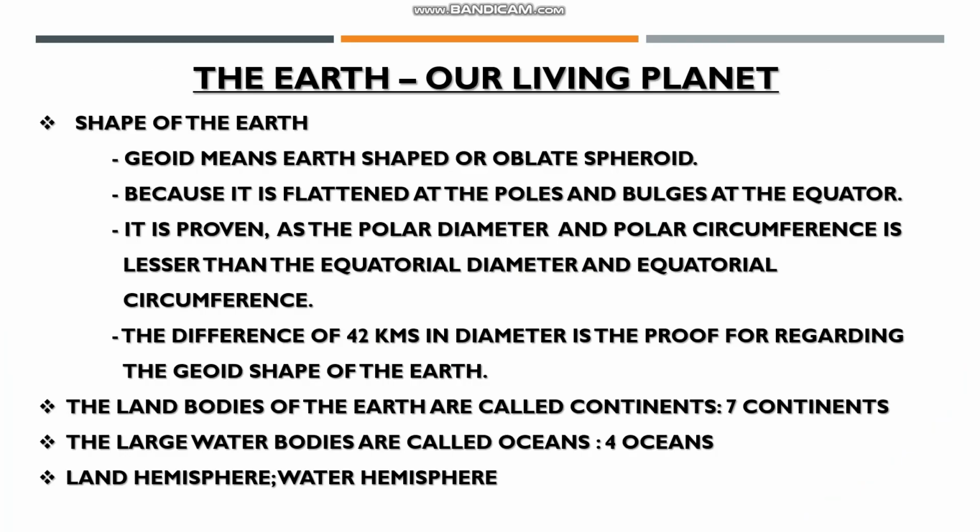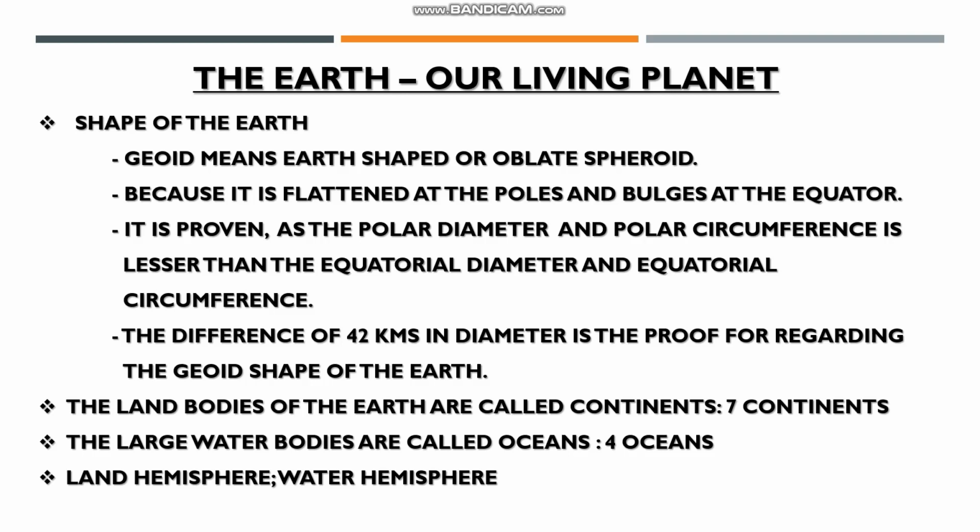Now let's move on to the shape of the Earth. We call the Earth a geoid, which literally means earth-shaped, or oblate spheroid. Why are we calling it so? Because it is flattened at the poles and bulges at the equator. How do we know that? It is proven as the polar diameter and the polar circumference are lesser than the equatorial diameter and equatorial circumference. The difference of about 42 kilometers in diameter is the proof for the geoid shape of the Earth. So now, did you all understand why the Earth is called a geoid? You would have understood now.